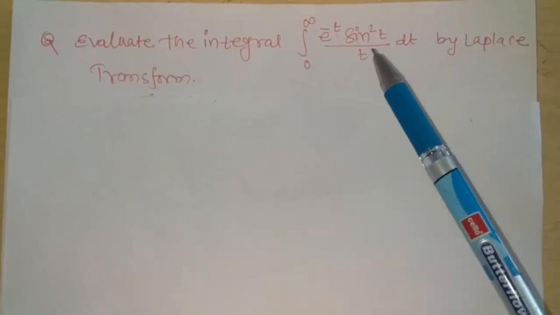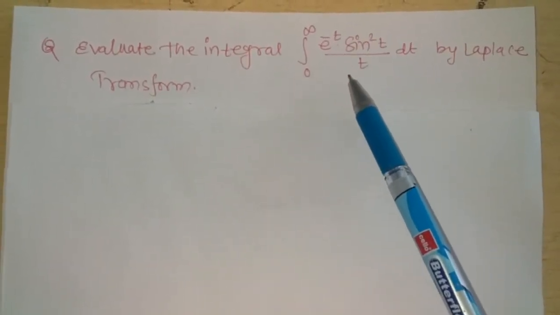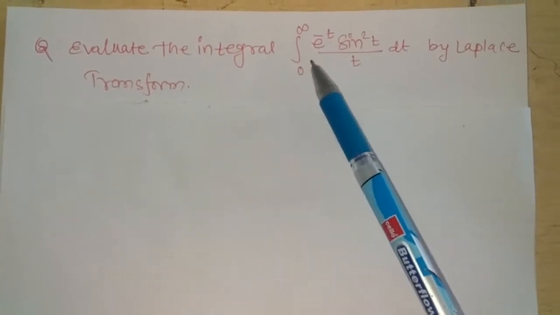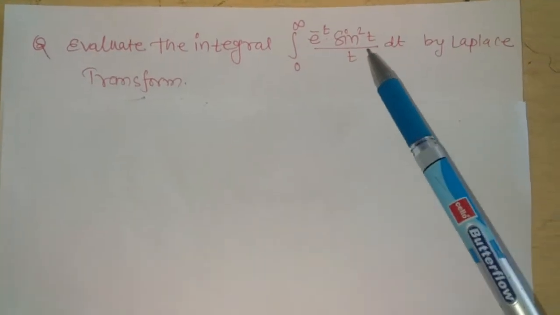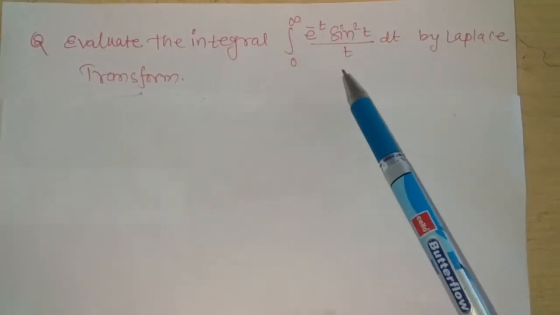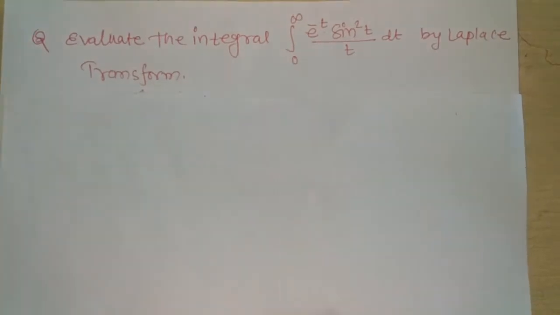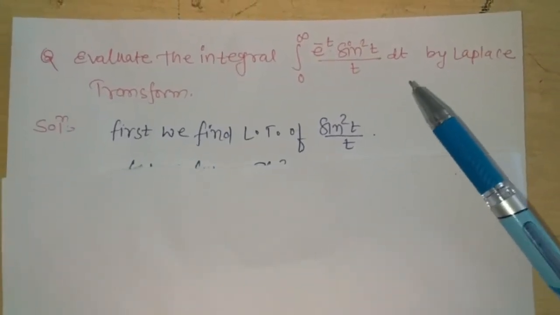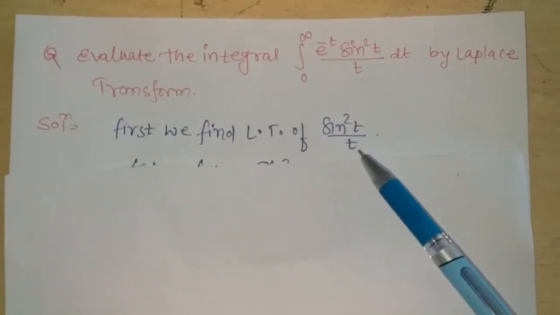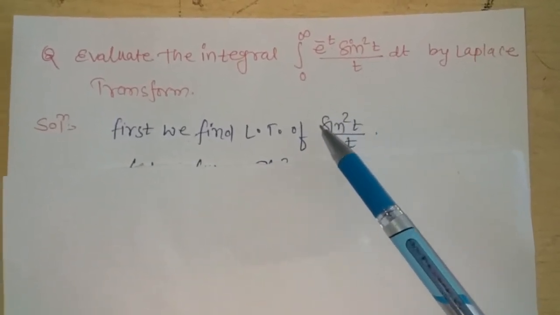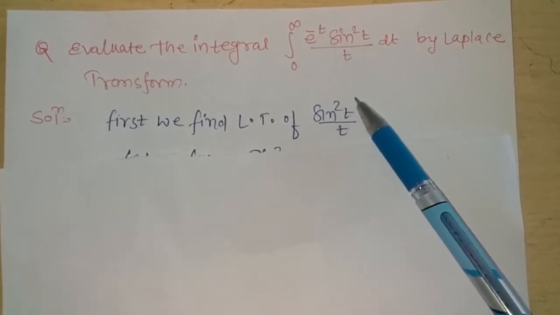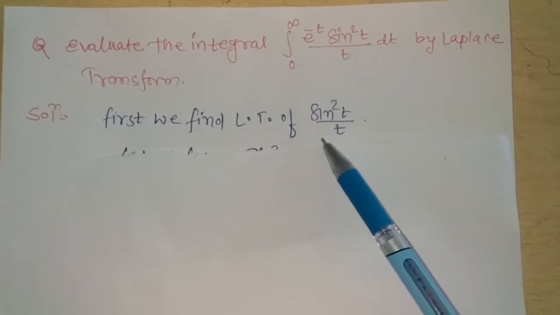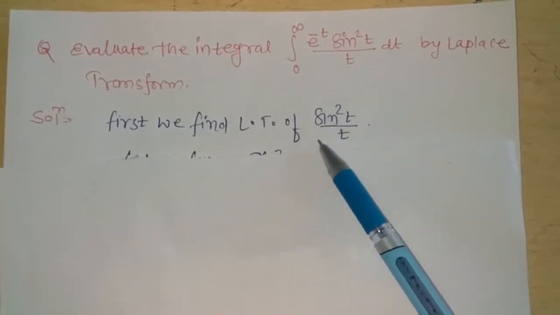So we find Laplace transform of sin square t by t, as the exponential function is already part of Laplace integral. And to find Laplace transform of sin square t by t, we find Laplace transform of sin square t and then we apply division by t property to get the Laplace transform of sin square t by t.